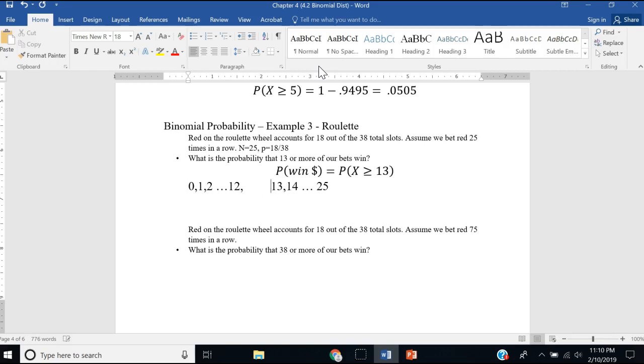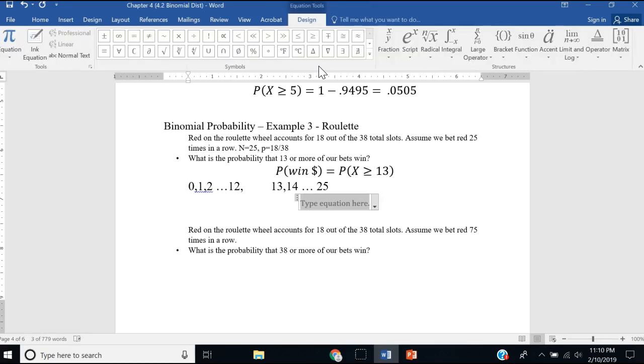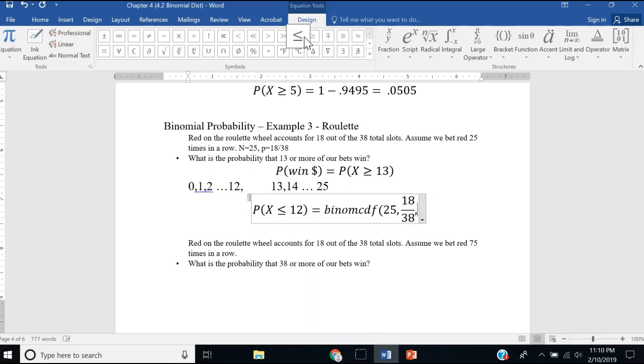But 13 or more, we can separate out. I can't have a function that does 13 or more, but the complement is the probability of winning 12 or less. All right, so I can find that by doing binomial CDF. Again, we're doing 25 trials here. The probability of success is 18 over 38. And we're saying 12 or less. So that's just something I type into my calculator, as always. 25, 18 out of 38, and 12.